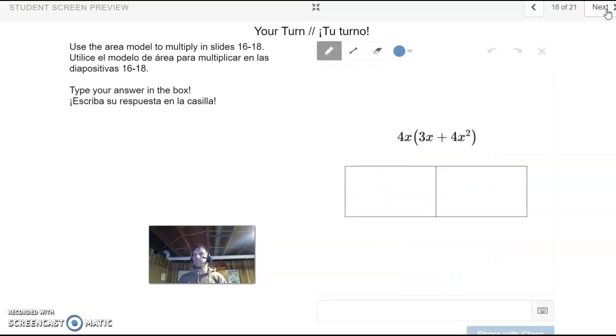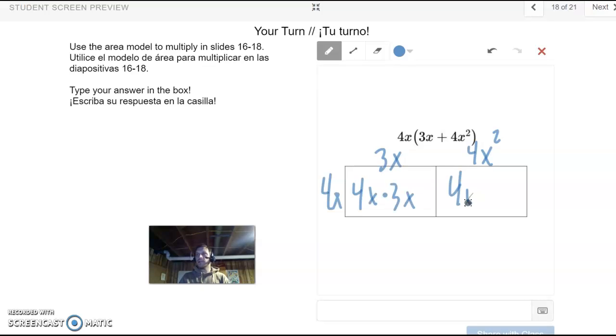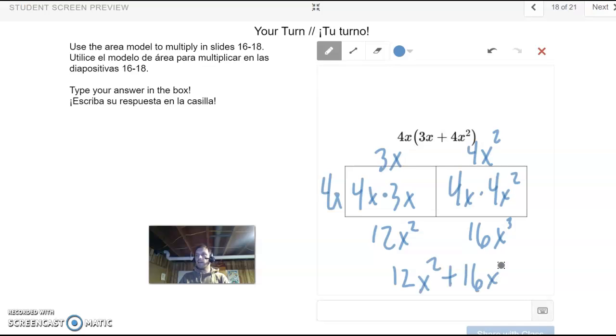All right. One more for you to try, so pause and try it out. I'm going to put the 4x right here, and the 3x here, and I have a 4x to the second power. Okay, so multiply 4x times 3x, and 4x times 4x squared. Here I have 12x squared. 4 times 4 is 16. X times x squared. So x and x squared gives me x to the third power. Combine those and I get 12x squared plus 16x to the third.